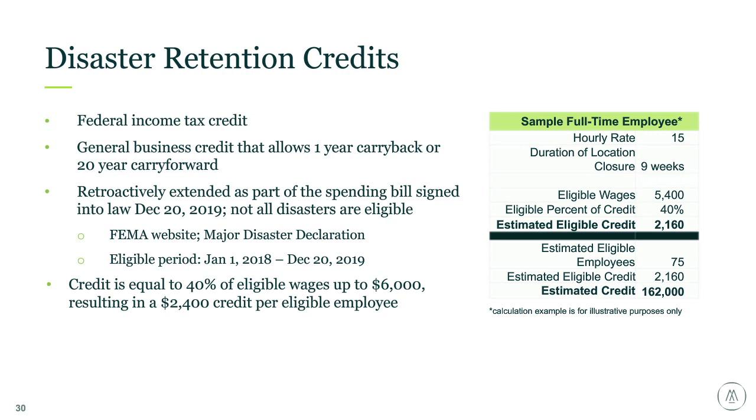On the right-hand side, we have a sample calculation. This is looking at a full-time employee who makes $15 an hour and worked at a qualified location that was closed for 9 weeks. So you can see what the estimated credit could be in this situation. And then below that is looking at an employer that has 75 employees at one location, using the same facts, and what that cumulative credit could potentially be. So it can be pretty significant.